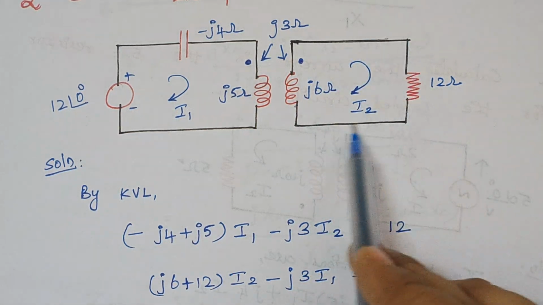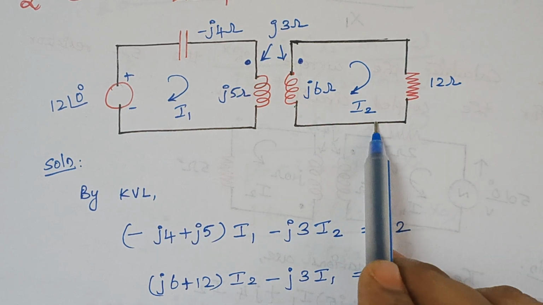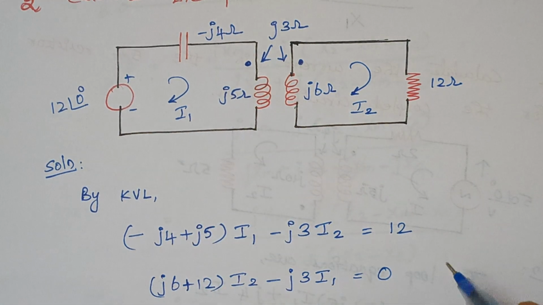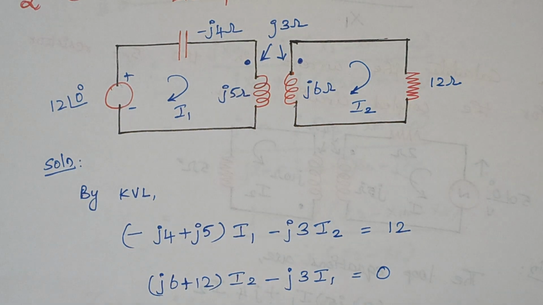Again, when you look at loop 2, what happens? Same thing: j6 plus 12 into I2 minus j3 into I1, which is equal to 0, because in the second loop there is no source voltage.